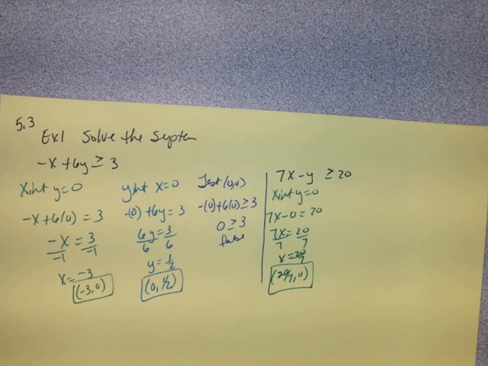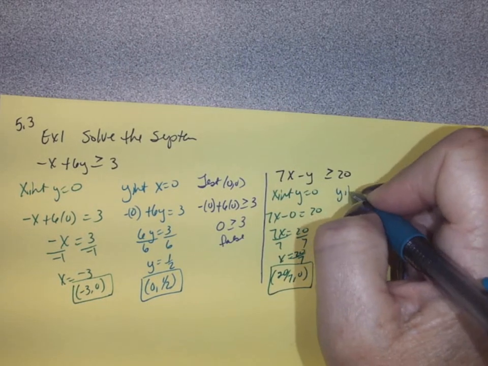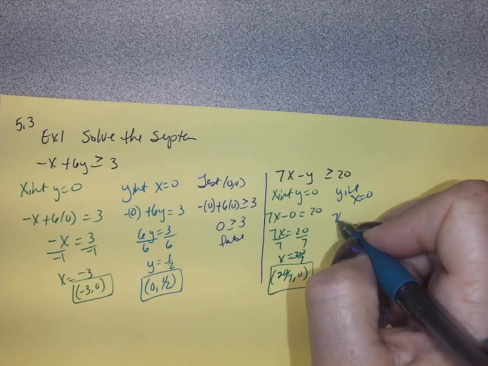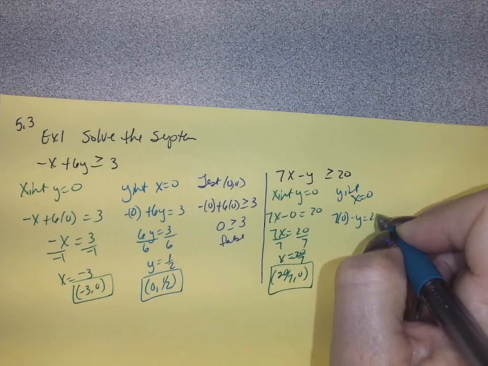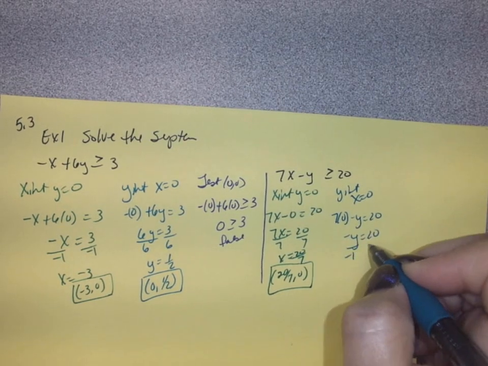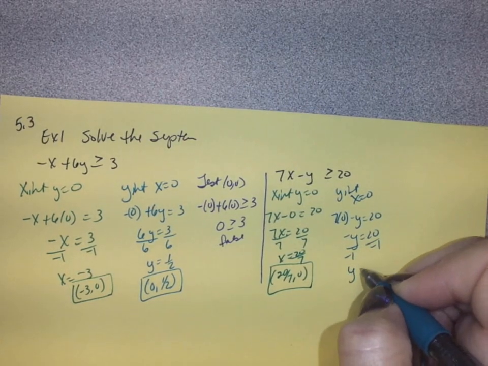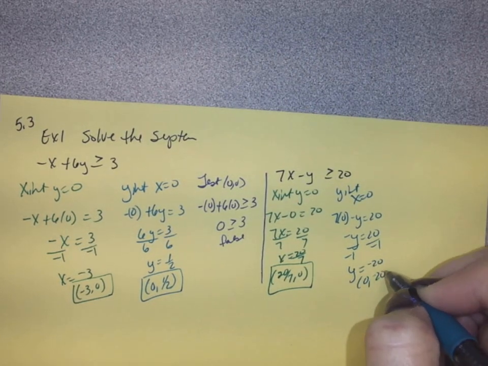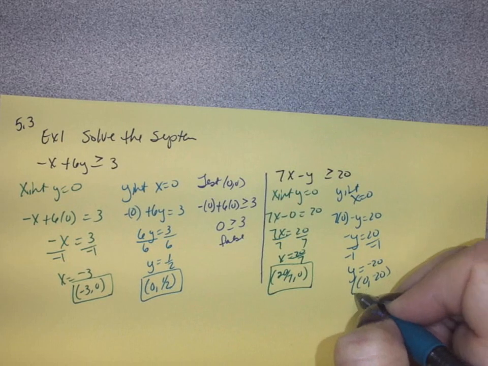All right, our y-intercept, where x is equal to 0. So 7 times 0 minus y equals 20. Negative y will be equal to 20. We'll divide both sides by negative 1, and y equals negative 20. So (0, negative 20) is our y-intercept.